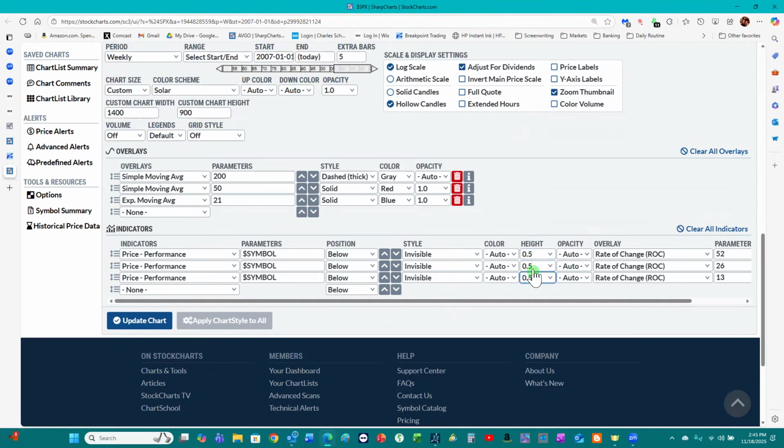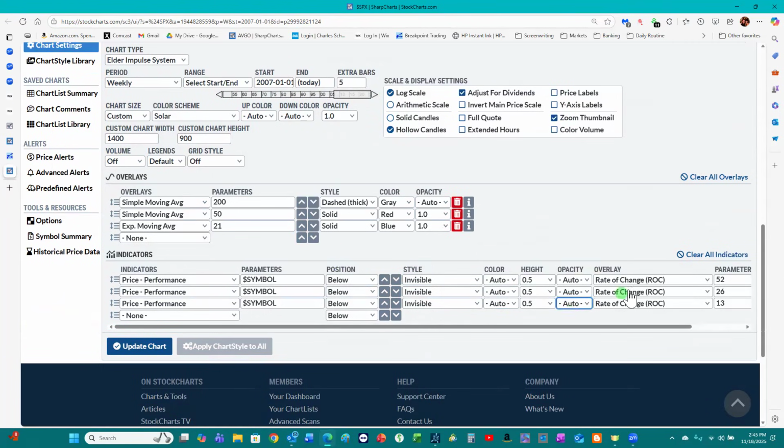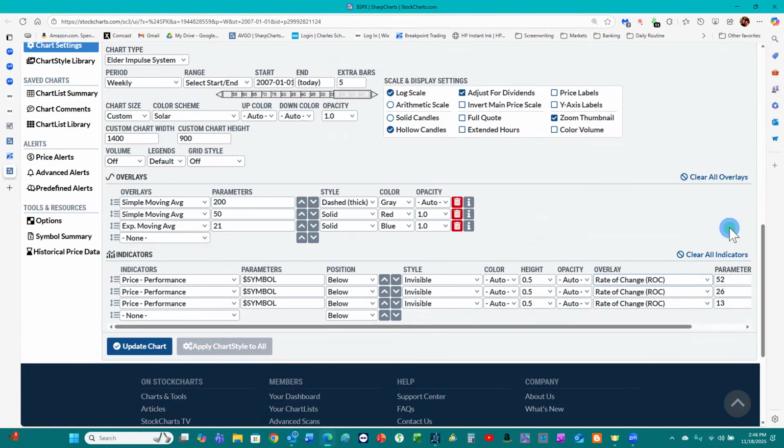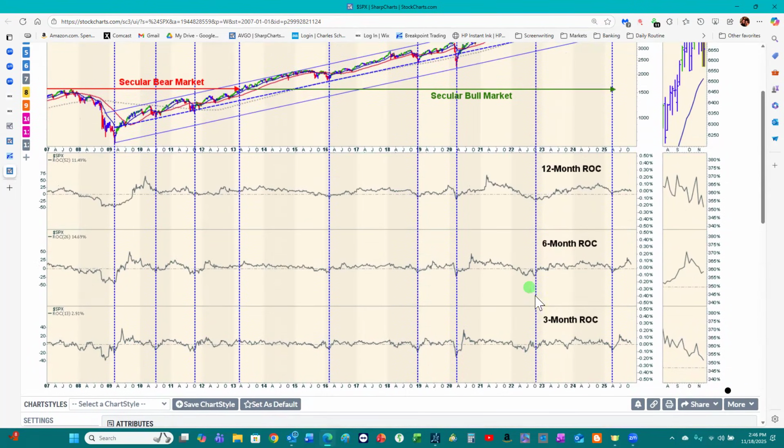And then I make a height of a half, so that's half as much as the regular price chart. And then I add an overlay. So there's lots of different overlays. You can put moving averages in here, Keltner channels, Bollinger Bands, etc. In this case, I'm just using rate of change as an overlay, and the parameter is 52, 26, or 13. So 52 is 52 weeks because it's a weekly chart, 26 weeks, or 13 weeks, which represents 1 quarter. And as I said before, the rate of change begins moving with the shortest time frame first, and then the other ones typically follow along.